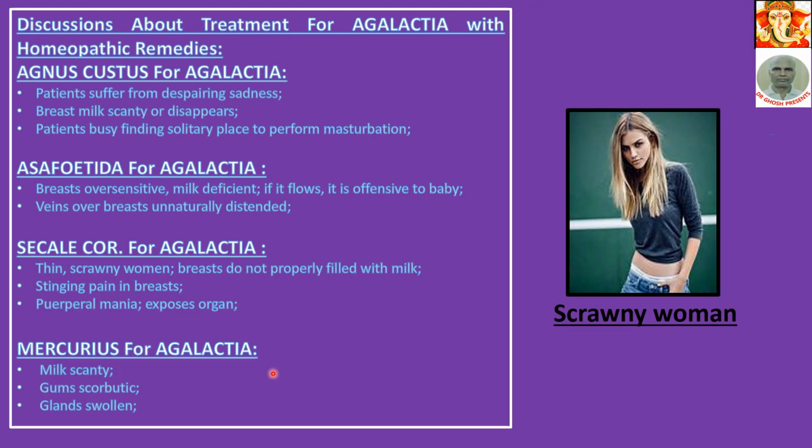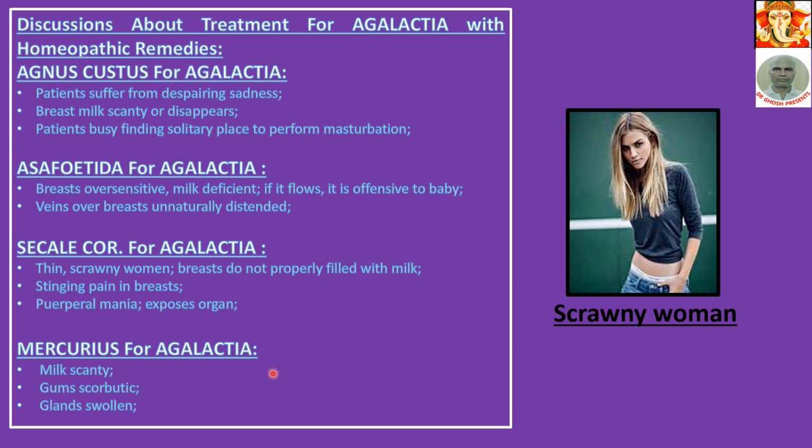Discussions about treatment for Agalactia with homeopathic remedies. Agnus Castus for Agalactia. Patients suffer from despairing sadness. Breast milk scanty or disappears. Patients busy finding solitary place to perform masturbation. Now you may wonder, what is the relation between masturbation and Agalactia? No, there is no relation. This is for selection of the Agnus Castus.